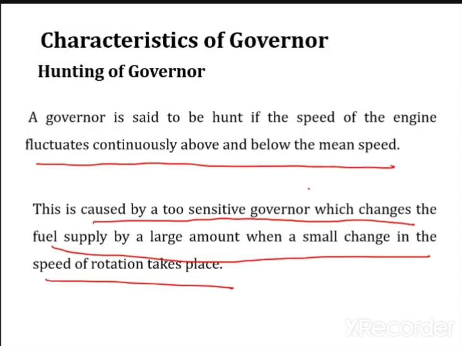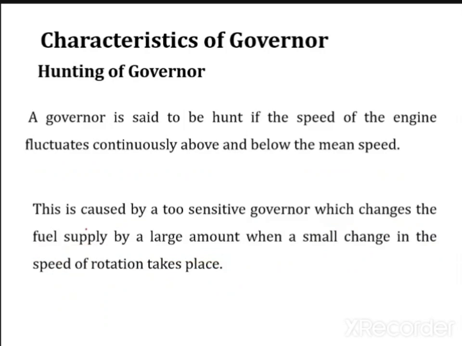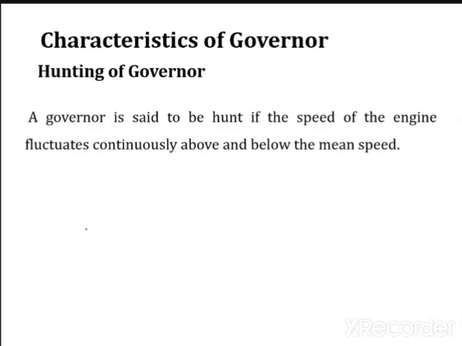In the recent slide, I explained that if the governor is too sensitive and the load on the engine increases, the speed decreases, and the governor's sleeve immediately falls to its lowest position. This will result in the control valve opening wide, which will supply fuel to the engine in excess of its requirement, so the engine speed rapidly increases again and the governor sleeve now rises to the highest position.